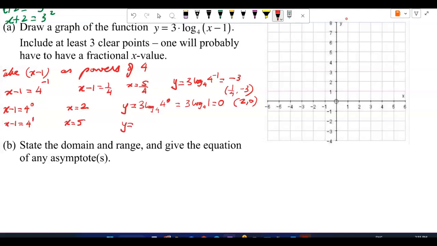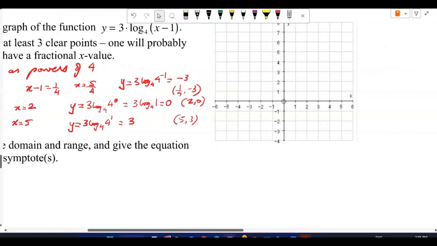Now what is your y? Y is equal to 3 log base 4, 4 to the power 1 minus 1. Yeah. So base 4, so equal to 1. 1 times 3. So 3. So what's your answer? 5, comma 3. Substitute them. Yeah. So 1/4 comma minus 3. Correct? 2 comma 0. 5 comma 3.